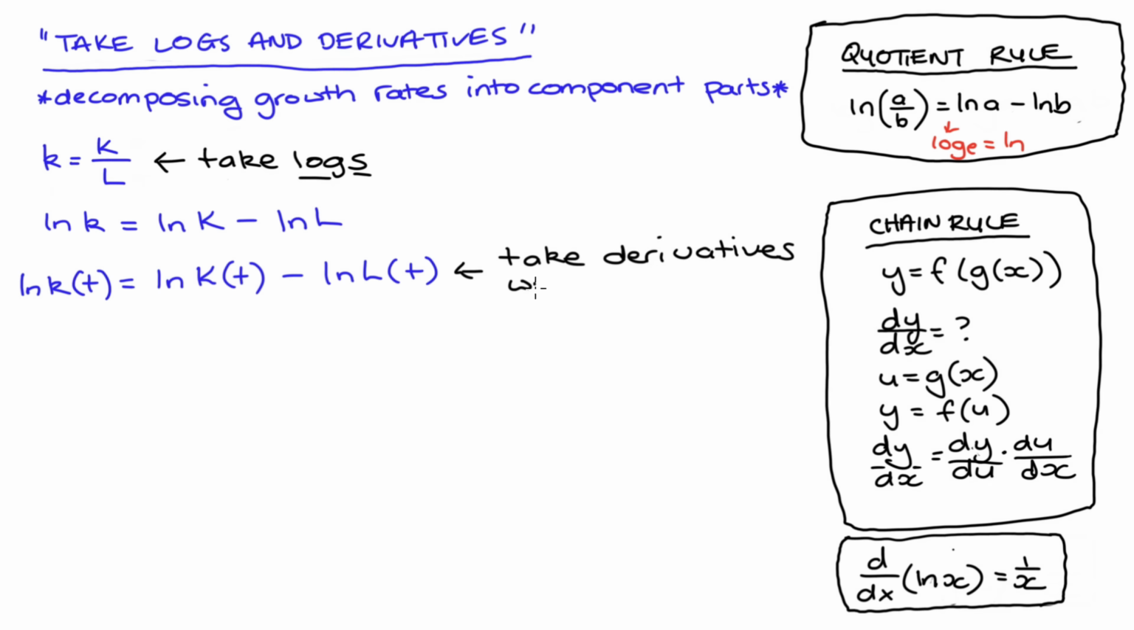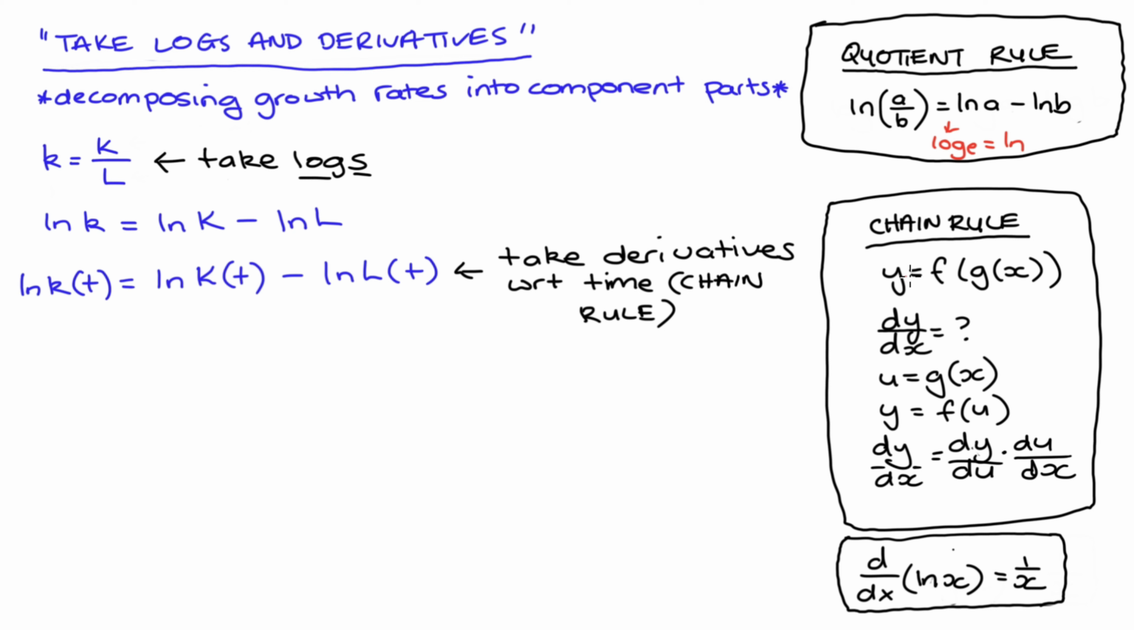The next thing I'm going to do then is take the derivative of all of my logs with respect to time. Now to do that, we are going to have to use the chain rule, since we have functions of functions. So we're taking logs, which is a function, of functions of time. I've written the formal definition of the chain rule just to the right here.